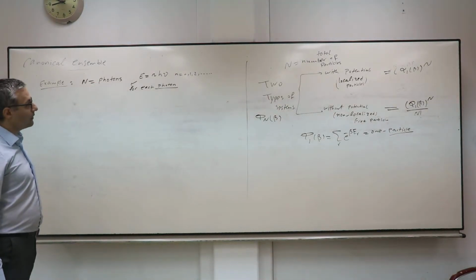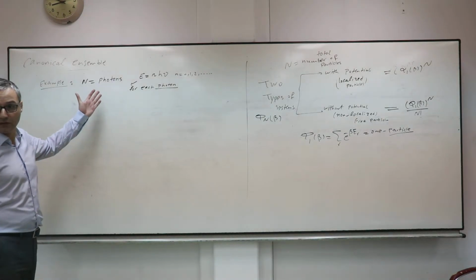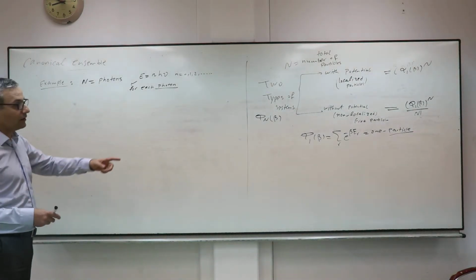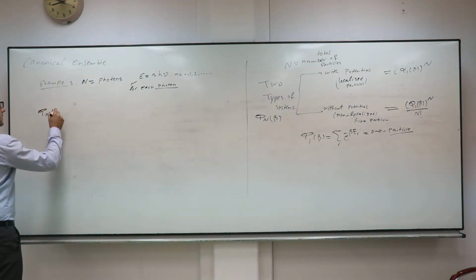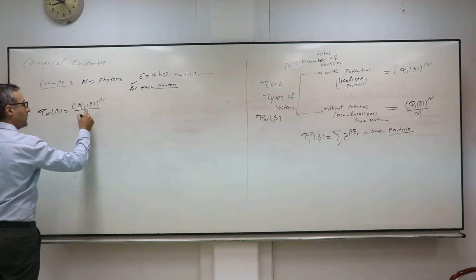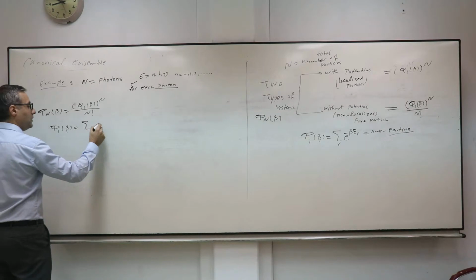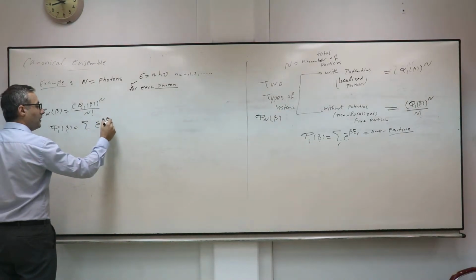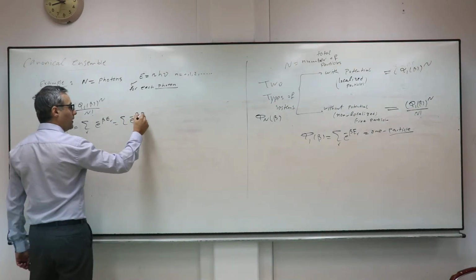As you see from the nature of the system, there is no potential for the system. There is no interaction, there is nothing. So Qn beta will be Q1 beta to the n over n factorial. So what is the Q1 beta? Q1 beta is the sum of e to the minus beta En.